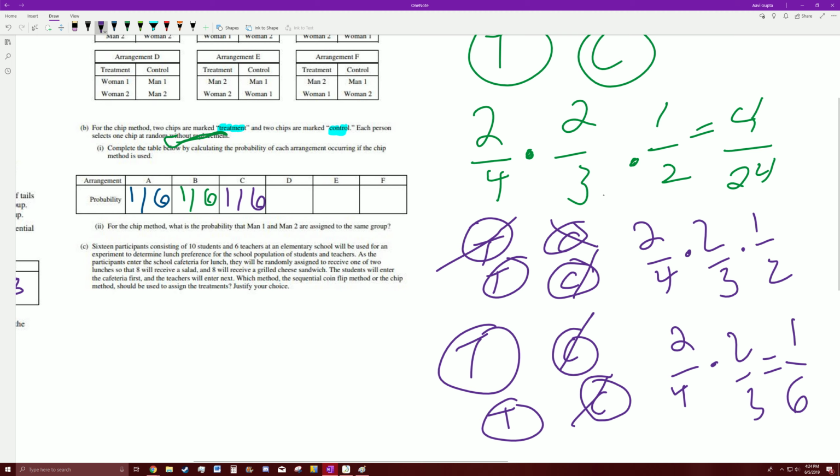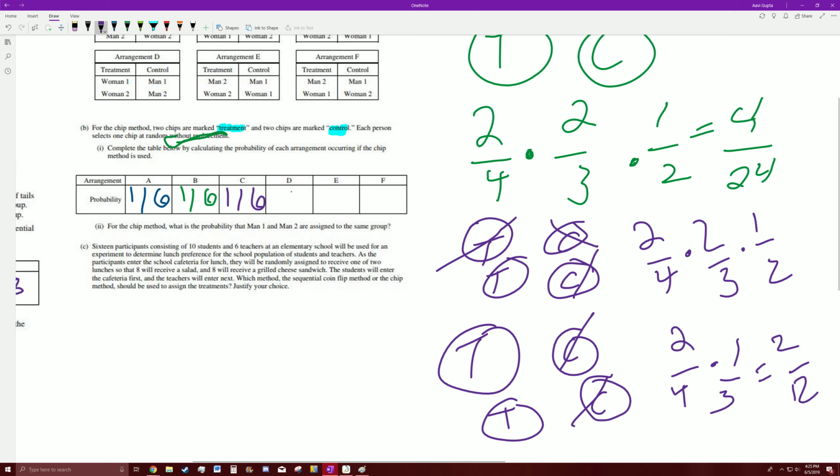Sorry. Hold on. That's wrong. That is incorrect. Because when man 2 goes to pick this control chip, there was only a 1/3 chance he was going to get this chip, because there was this one, this one, this one. There's two treatment chips and only one control chip, so he had a 1/3 chance of picking this. So this is equal to 2/12, and this simplifies to 1/6.